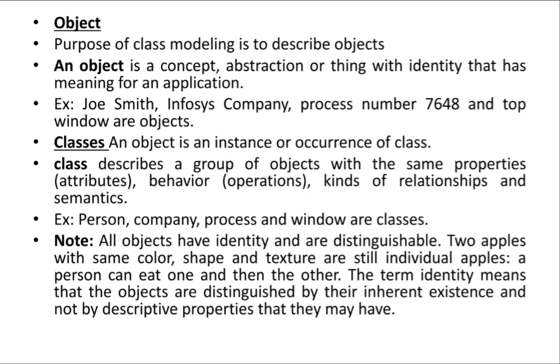So in simple words, an object is a thing, an abstraction or a concept. An object can be real or it can be conceptual. An example of a real world object is a bicycle. A file in the computer is a conceptual object.